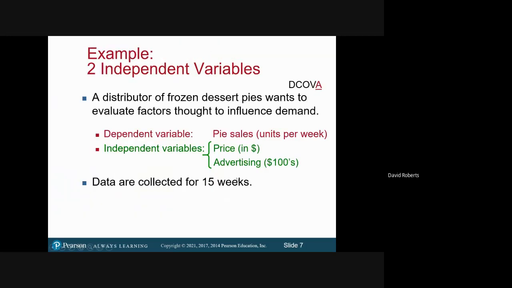So in this particular case, for the frozen desserts, we want to determine the pie sales. And we know that the pies are affected by the price. So that would actually be negative. The higher the price, the fewer pies we're going to sell. But also, we're going to determine if advertising has an effect on the number of pie sales we have.